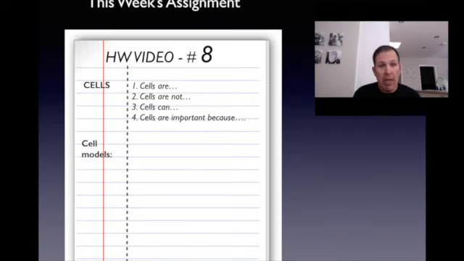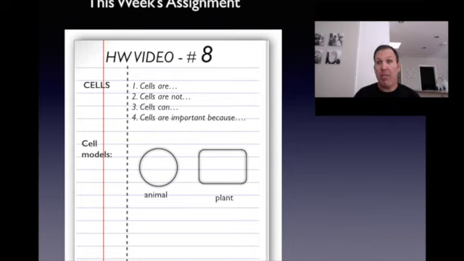And then I want you to make 2 cell models, an animal cell and a plant cell. You've done this before, and so I just want you to make a newer, updated, maybe a little bit revised version of your cell models. You guys were improving them and working on them, and we're always going to be improving and working on them. So make your latest, greatest version, okay?